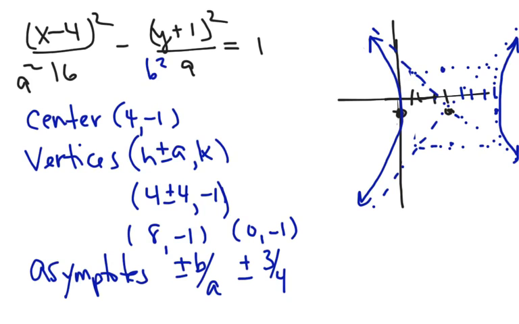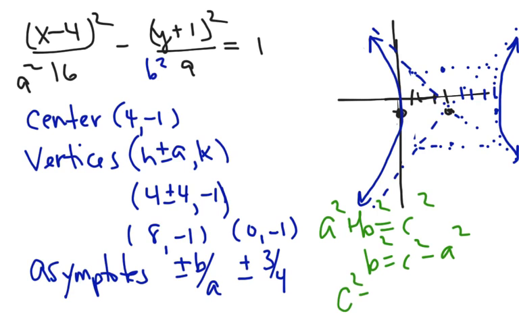Last but not least, let's find the foci. Well, in order to find the foci, I got to find c. For a hyperbola, a squared plus b squared equals c squared. Or you could use b squared is equal to c squared minus a squared. It's the same exact formula. Either way that you do it, you find out that c squared is 25, so c is 5.